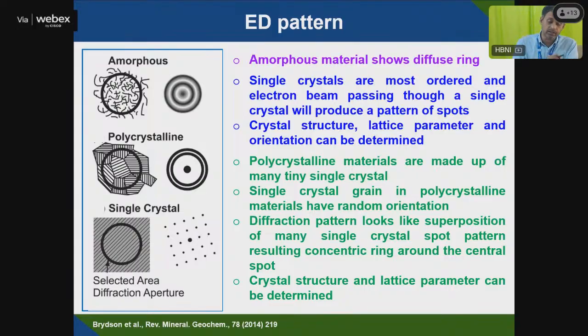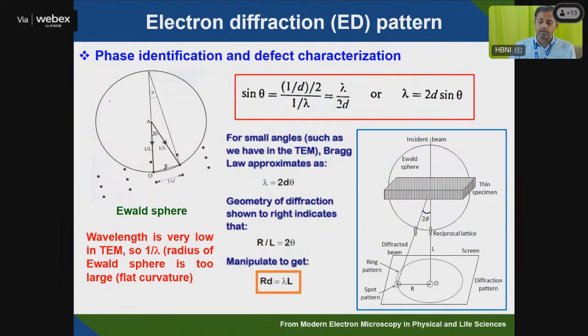But if you see this electron diffraction pattern for an amorphous material, there is no proper grain structure. There is no long range ordering. So what you will get is a diffuse ring. Your ring will be diffuse like this. But in the case of a polycrystalline material, you will get a sharp ring. But in a single crystal, you will get dot points in the electron diffraction pattern. So from the diffraction pattern, you can identify whether your sample is amorphous in nature, polycrystalline, or a single crystal. All of that information you can get from the electron diffraction pattern.